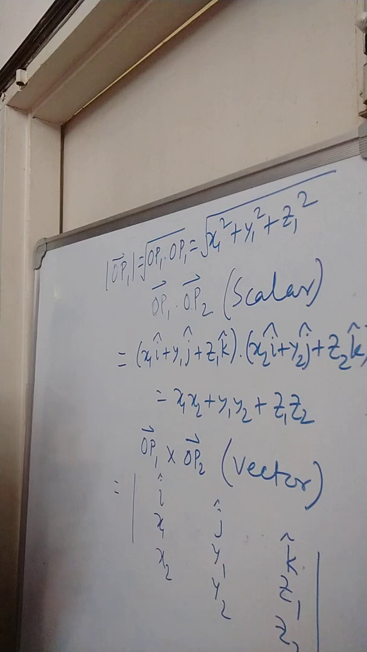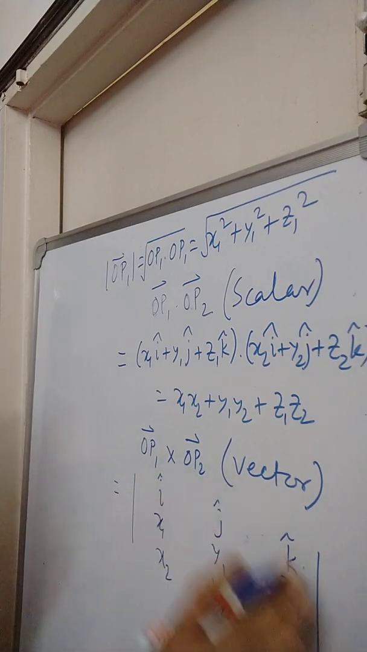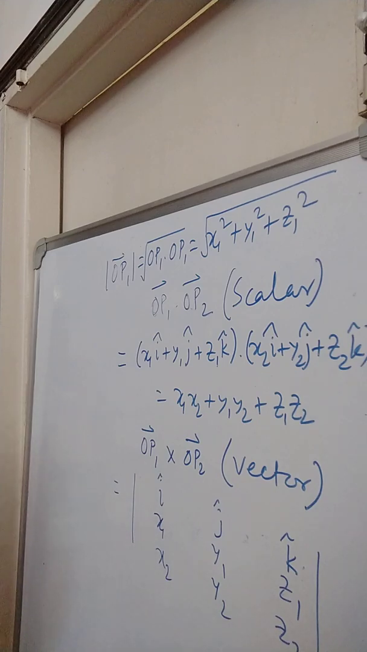and we have defined the cross multiplication or vector multiplication of two vectors, OP1 cross OP2. This we can easily calculate.